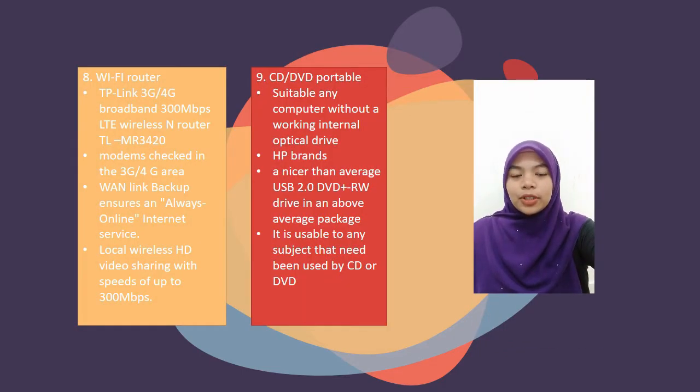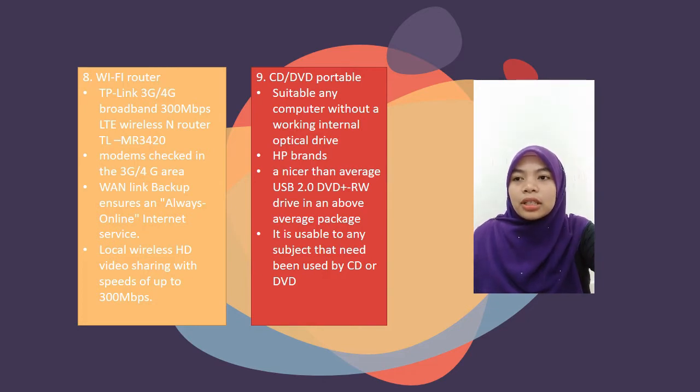For the router, we choose the TP-Link 3G or 4G broadband 300 Mbps LTE wireless router. This modem works in the 3G or 4G area. WAN link backup ensures an always online internet service, with local wireless HD video sharing at a speed of 300 Mbps. So there is a lot of difference between a modem and a router.